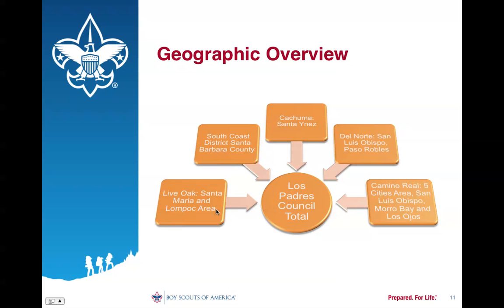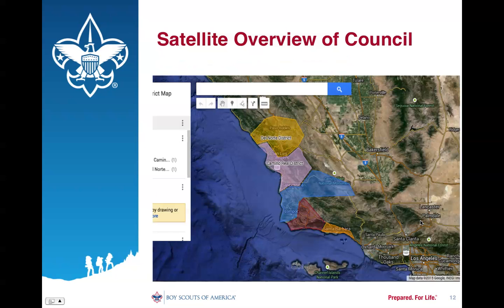A geographic overview: Live Oak stretches to Santa Maria and Lompoc. South Coast is in Santa Barbara County, Cachuma in Santa Ynez, Del Norte in San Luis Obispo and Paso Robles, and Camino Real in the 5 cities area, San Luis Obispo, Morro Bay, and Los Osos. As you can see from a satellite image, we cover quite a wide-ranging area, starting here at the beginning of South Coast in Carpinteria, and then moving up to Del Norte, which covers Paso Robles.